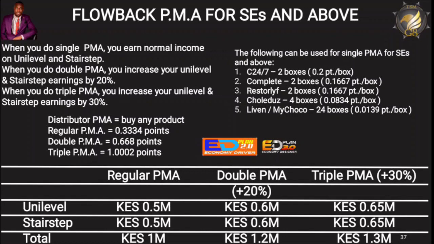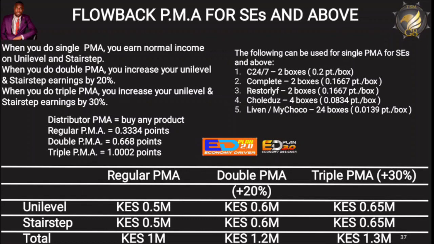Okay, so you buy that every month for you to be able to do your PMA as someone who is a distributor. If you're someone who is a silver executive and above, you have a rank of a silver executive and above, you need to buy products that will give you up to 0.334 points as a silver executive. Now if you are a distributor and you want to do double PMA, you just buy 2 products. If you want to do triple PMA, you buy 3 products.